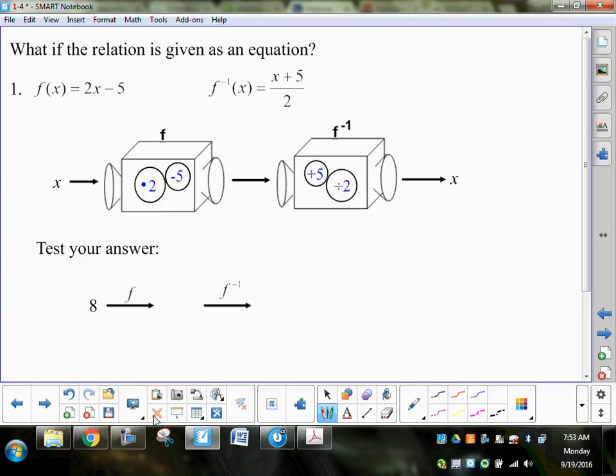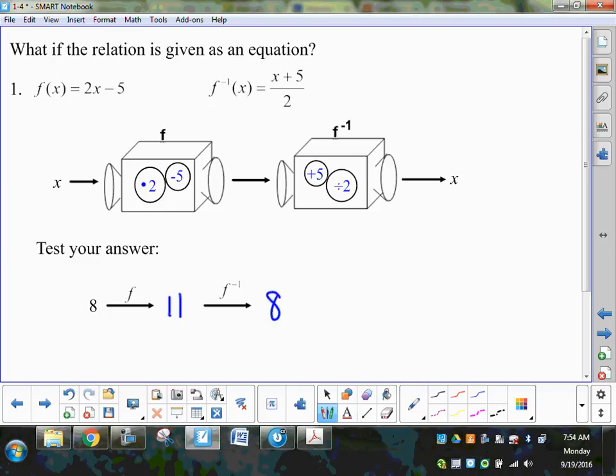To start this off, if I have an 8 and I plug it into my f function, hands up please if you can tell me what numeric value I would get. What do you get when you plug an 8 into the original function? 11. Now, let's plug 11 into our inverse. Hands up, please, when you can tell me what you get. Sarah L., what do you say? There you go.